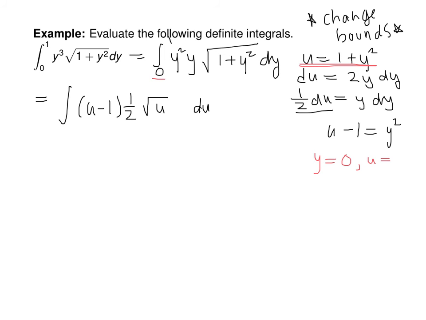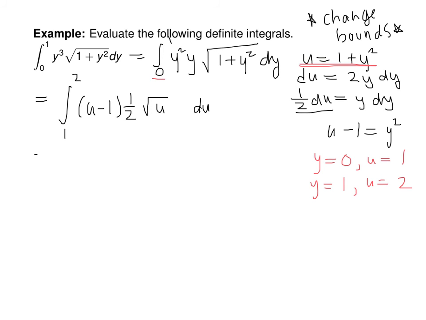If y is 0, u will equal 1 plus 0 squared, or 1. And if y is equal to 1, u will equal 2. So this becomes the integral from 1 to 2. So to find the area under the y cubed times the root of 1 plus y squared curve between 0 and 1, you find the area of this other curve between 1 and 2. So we're just going to tackle this problem now.